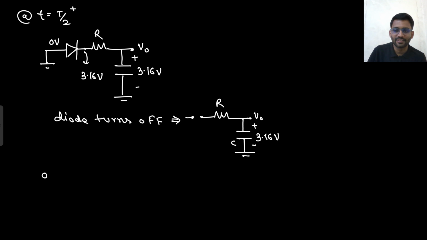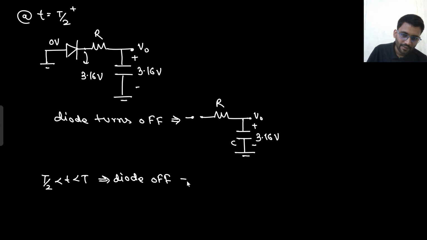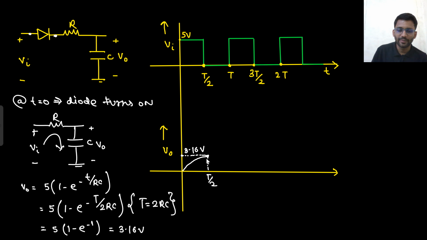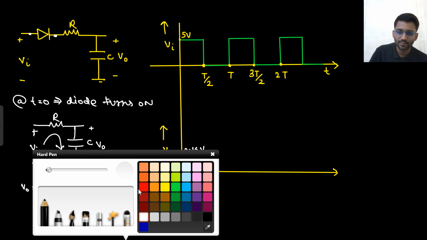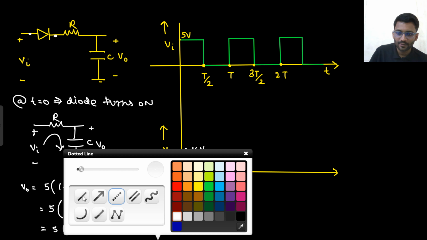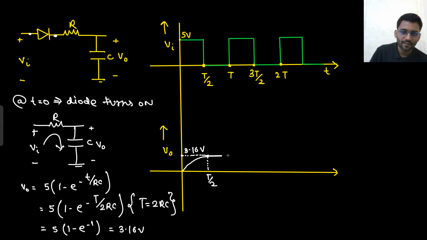Not 0 to t by 2, it is t by 2 to t. So for t by 2 to t, the diode is off and V naught will be at 3.16 volt, right? So it will always be at 3.16 volt till time t. Till time t, it will be at 3.16 volt only.